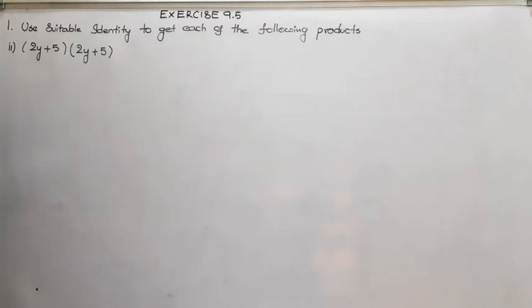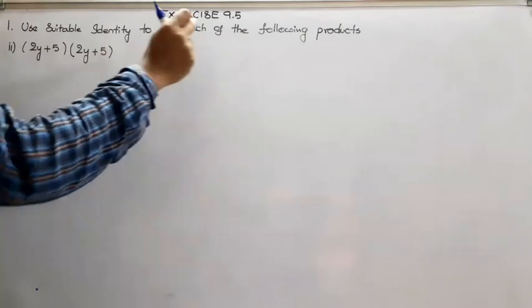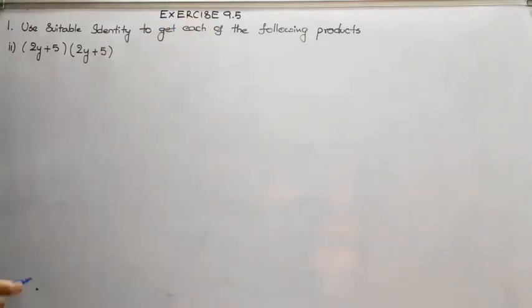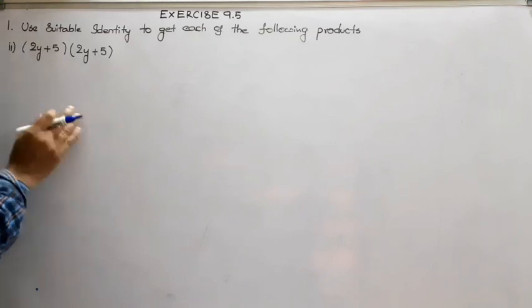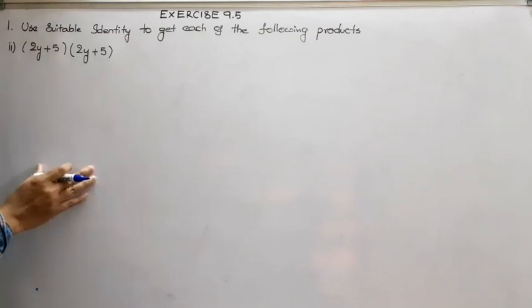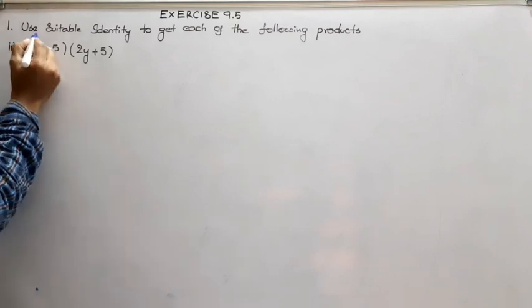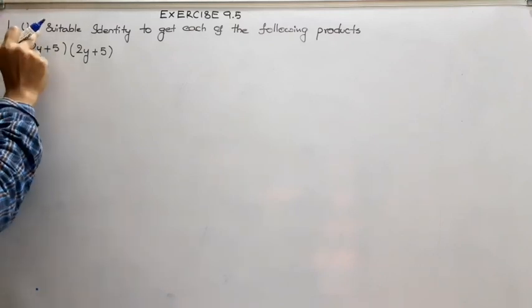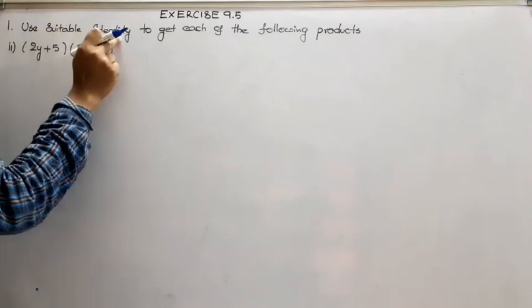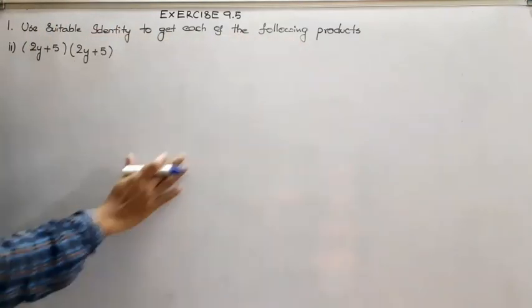As we have been discussing various identities pertaining to algebraic expressions, today we are going to start Exercise 9.5, which is completely based on the identities which we discussed in yesterday's class. To start with, the first one is: use a suitable identity to get each of the following products.